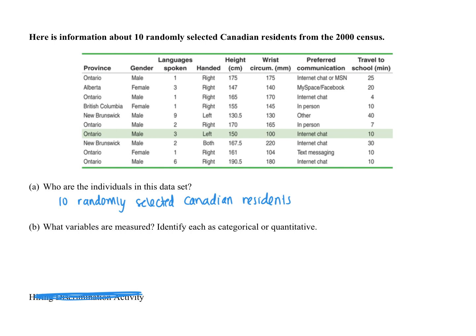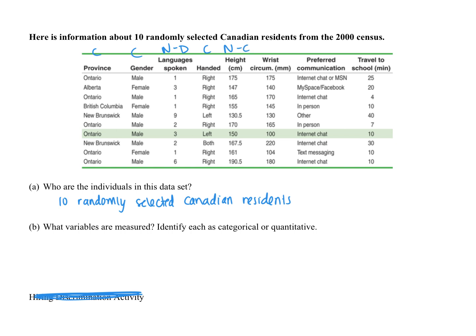Hopefully we notice everything in the table is all of our variables, so we're just going to go piece by piece and say what kind they are. Province, categorical or numeric? Categorical. Gender, categorical. Language is spoken, numeric. And is it discrete or continuous? Discrete. Are you okay that I'm being lazy and just writing at the top of the table? Handed, categorical. Height, numeric. Discrete or continuous?